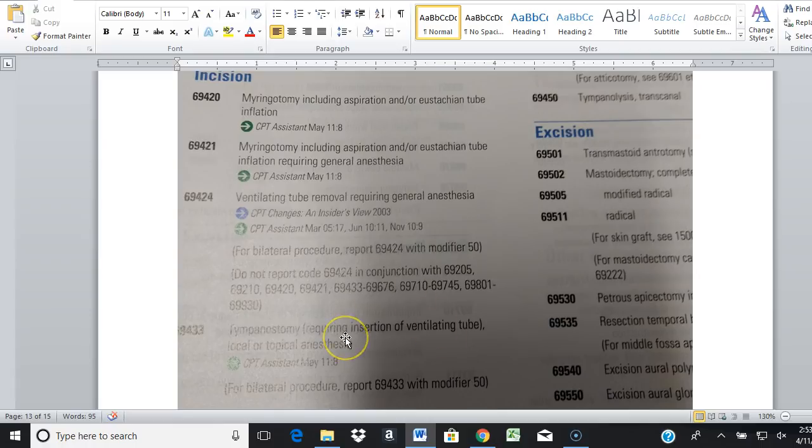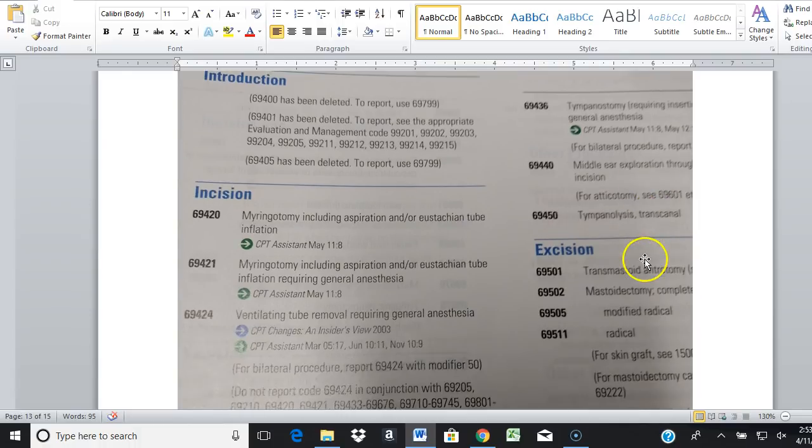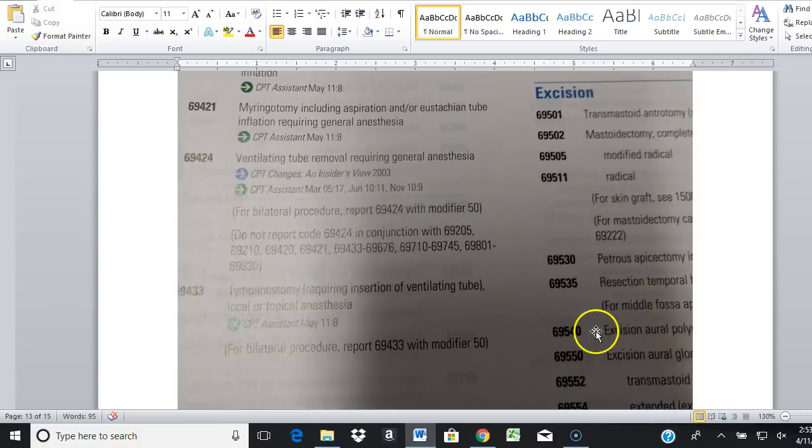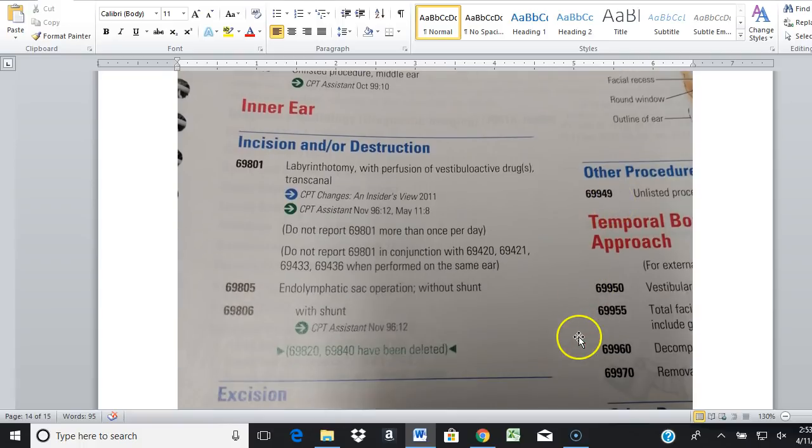So the tympanostomies are the most common with the insertion of a ventilating tube. However, be careful. This is local or topical anesthesia. That is not the most common. The most common is over here, 69436, tympanostomy under general anesthesia. Most of the time, especially if they're a child, they're going to knock them out because the local anesthesia just won't be enough. We also have some excisions as well.